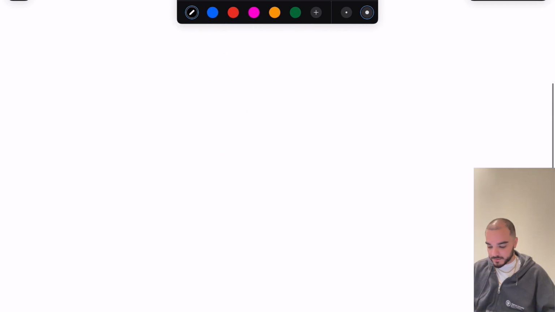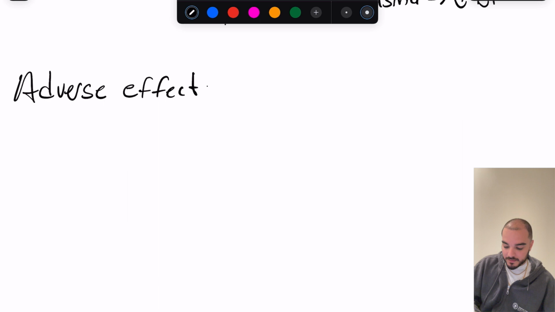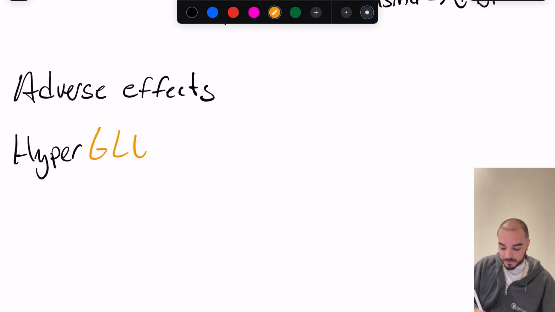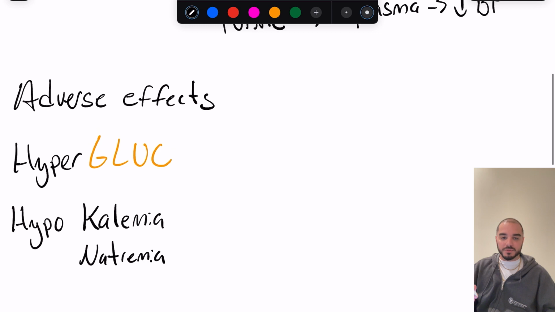And that's it. Now, as always, when we talk about drugs, we need to know the adverse effects. The first thing I want you to remember anytime you think about thiazide diuretics is hypergluc, just like that. We're also going to be thinking about hypokalemia and hyponatremia. We'll start with these because I think they're the easier ones to understand.